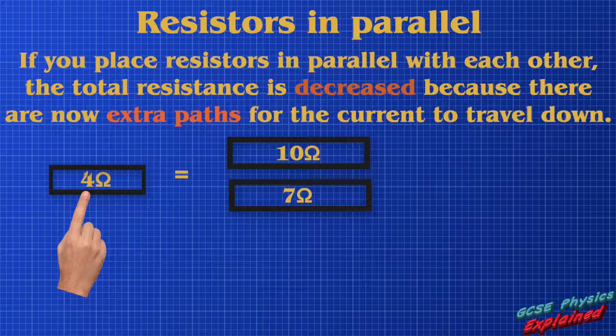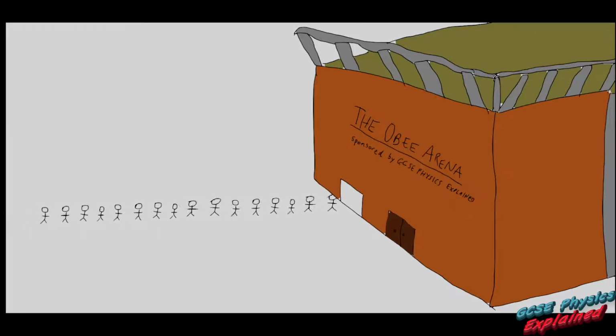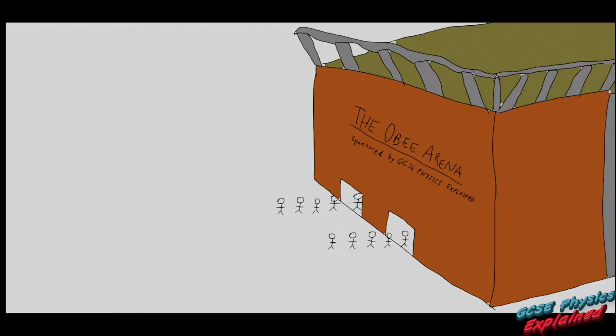That's A-level physics. The way to visualise resistors in parallel is to imagine you are trying to get into a football stadium and there's only one gate. The flow of people into the stadium would be slow. Now, imagine you opened up another gate. The people can flow into the stadium faster.